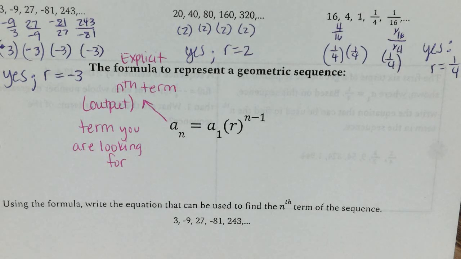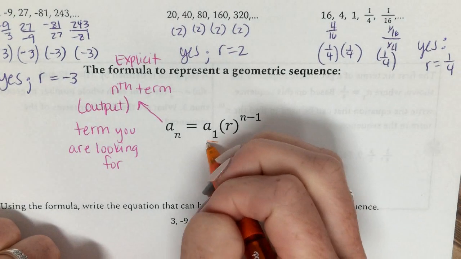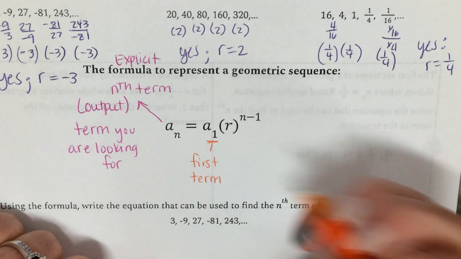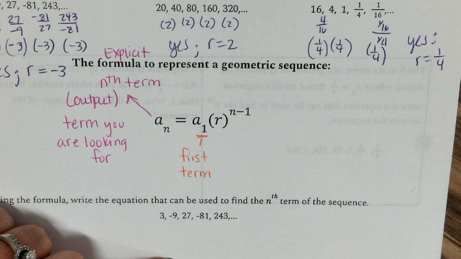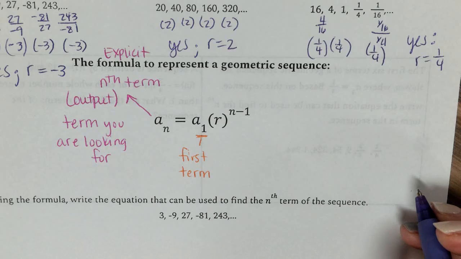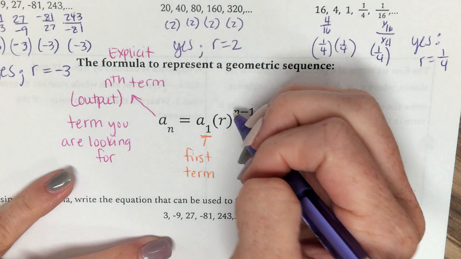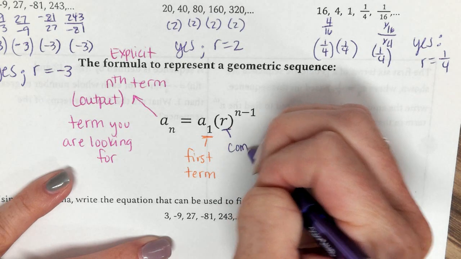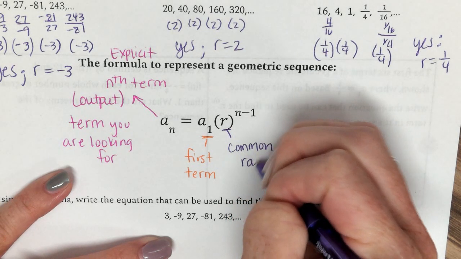And yesterday we learned, what does a sub 1 mean? This is the first term. What is the r? The common ratio, like we just found.